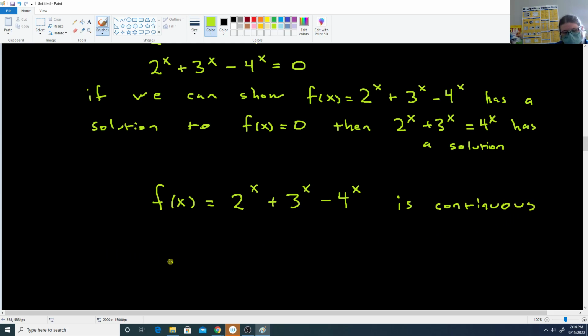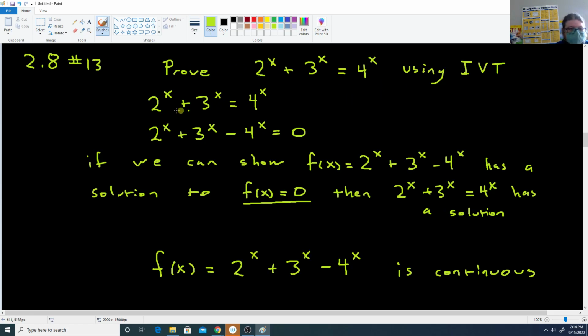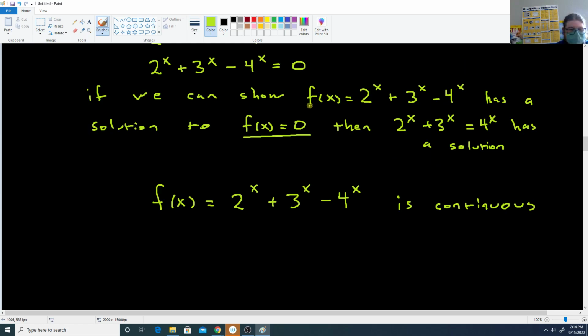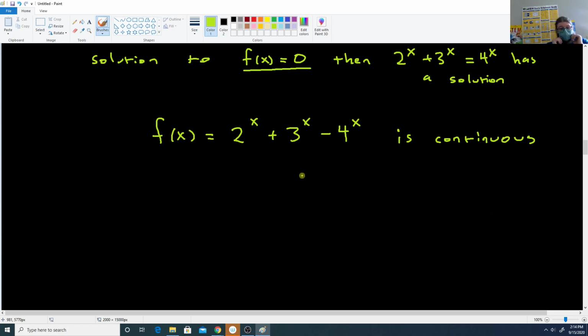And now we'll need to do a little bit of scratch work, because we're trying to show that f of x equals 0. If we can show f of x equals 0 has at least one solution, then that will prove that 2 to the x plus 3 to the x equals 4 to the x will be true for some c value. So basically, I need 2 to the x plus 3 to the x minus 4 to the x to be positive somewhere, and I need this to be negative somewhere else.